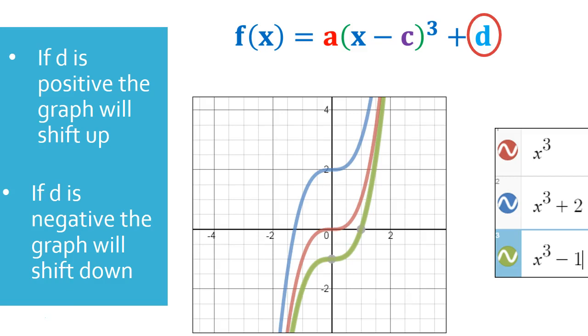Now, last, let's look at D, maybe the easiest transformation of all. In this case, the parent function is the red graph. If we want to shift it up 2 units, then we just add 2. And if we want to shift it down 1 unit, then we just subtract 1. Very easy.